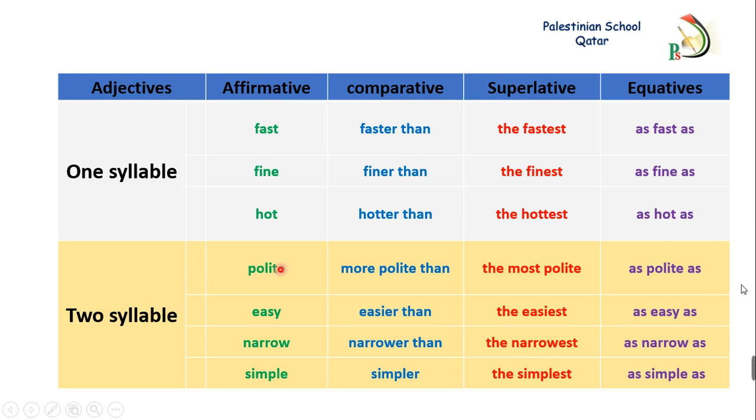And before we finish this, everybody, here we have equatives, and with the equative we use as. So between the two as I have to put the adjective as it is. As fast as, as fine as, as hot as, as polite as, as easy as, as narrow as, as simple as.